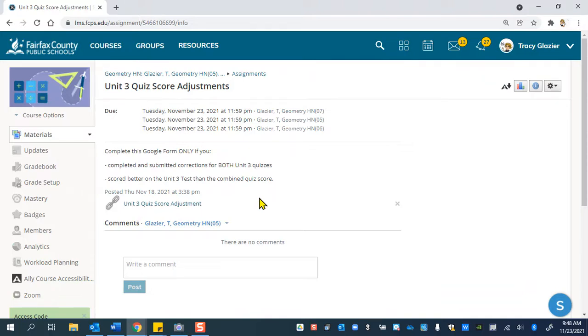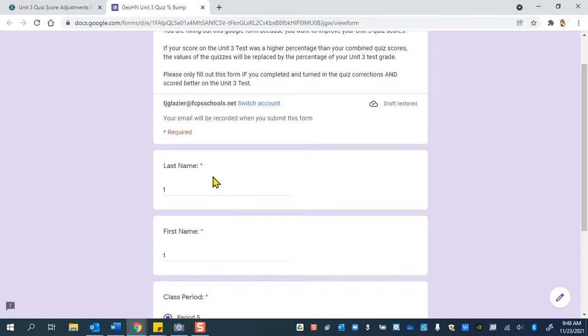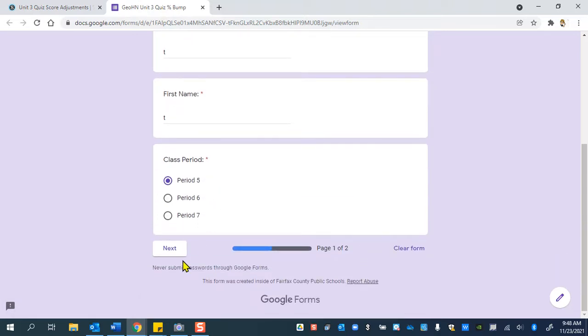Because the test represents the content on both those quizzes, it's only going to replace the score if your average on the test is higher than your combined. So if you go to this link, it'll take you to a Google form where you can fill in your last name, your first name, your class period. You guys are period 7.